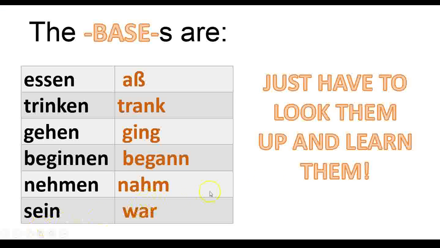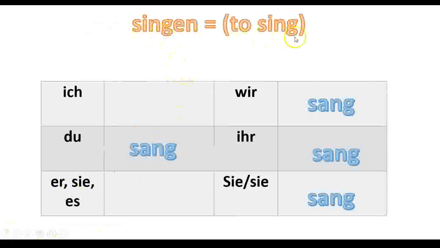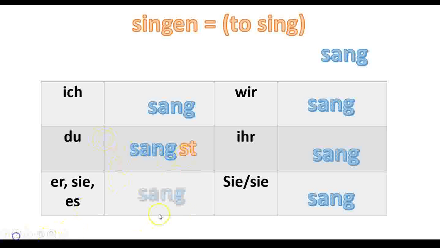So since you have to look them up, might as well start memorizing them as you go. So let's take a look at singen. The base, if you look up singen, is sang. And so if we follow the pattern, base, ich sang, I sang. So it's very similar to English. Du sangst, er/sie/es sang, right? So I sang, you sang, he, she, it sang. Wir sangen, ihr sangt, sie sangen. So there it is: base, st, base, en, t, en.